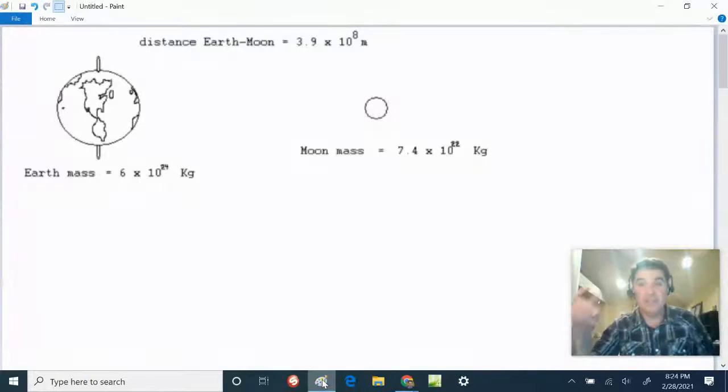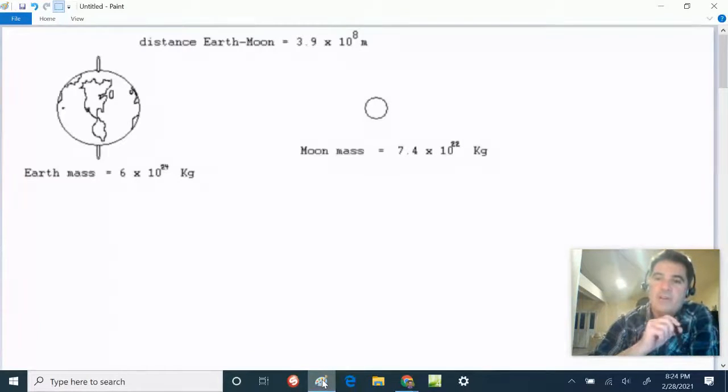Let's start off with deriving the period of the moon. Before we even start, do you know how long it takes for the moon to go around the Earth? What's the period of the moon? We know how long it takes the Earth to go around the sun, right? 365.24 something days. But how long does the moon take to go around the Earth? We're going to figure that out mathematically today.